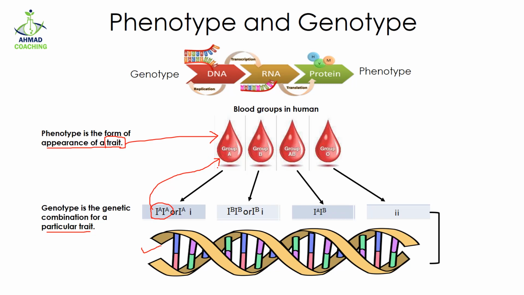Similarly, if you have a red flower and if you have a white flower, the white and red color is actually phenotype because they are appearing, while the information stored in the gene related to that phenotype will be known as genotype. So always remember, whenever you are talking about the genes or the DNA, it will be genotype, and anything that is apparent is going to be the phenotype. So that was phenotype and genotype.